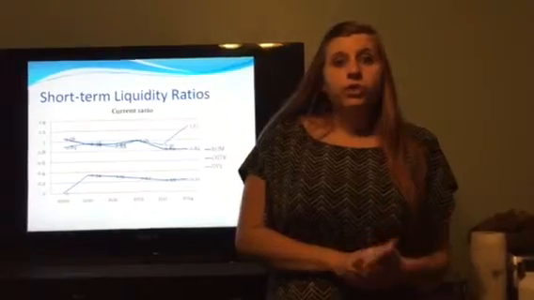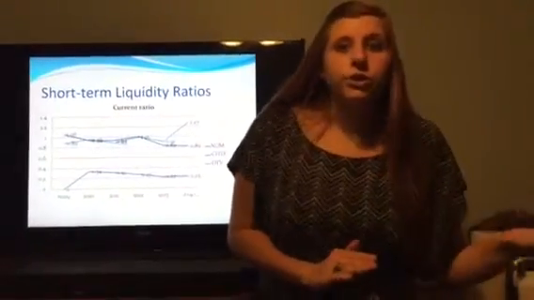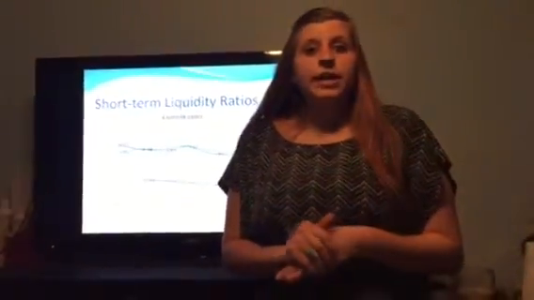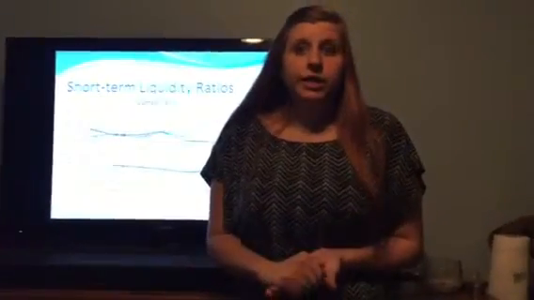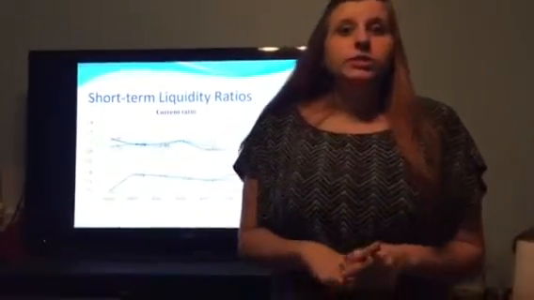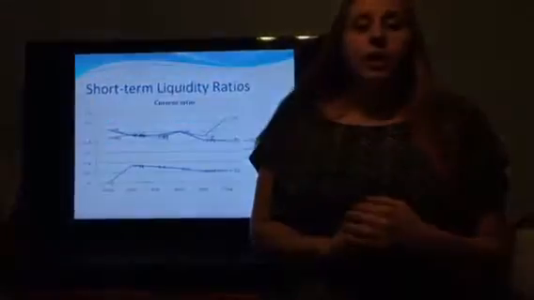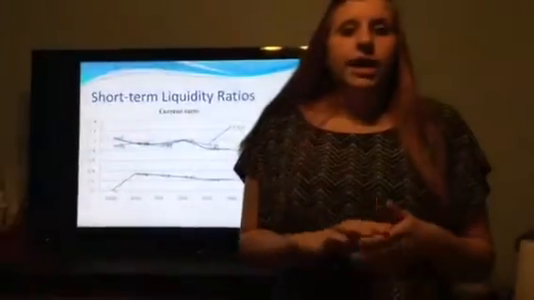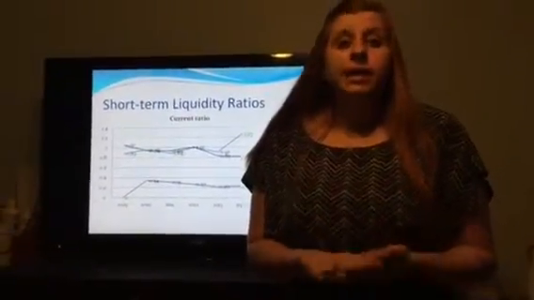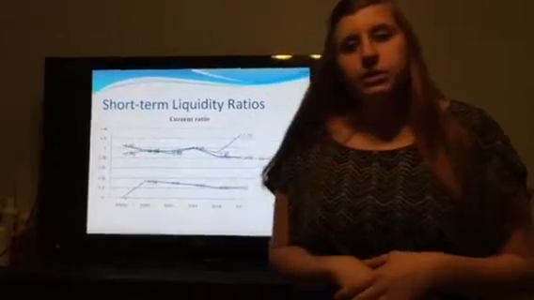And then we'll look at the quick ratio in retrospect to the current ratio in order to determine its dependency on inventory. The quick ratio is almost the same as the current ratio, but it excludes inventory. It's the current assets minus inventory over current liabilities.